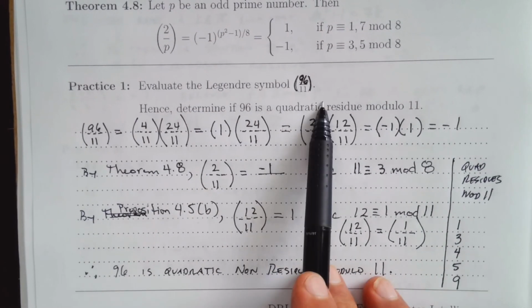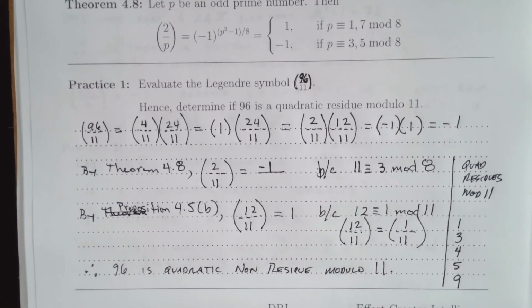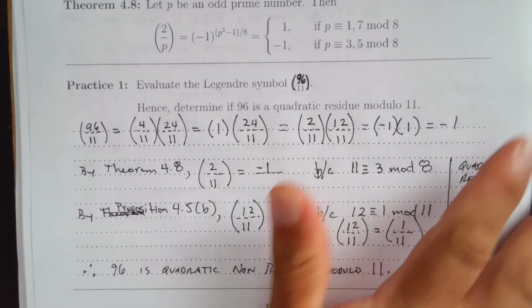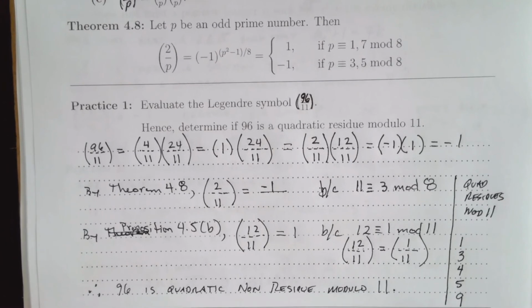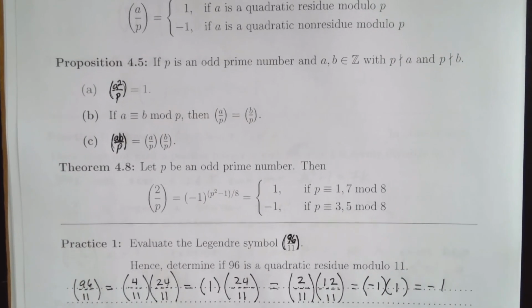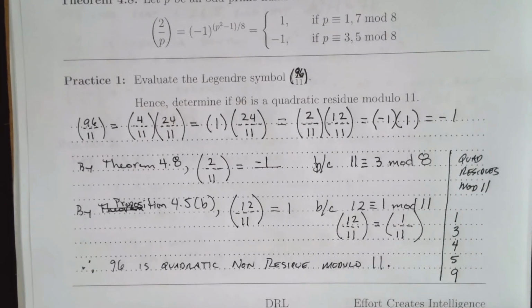So, evaluating a Legendre symbol using some additional theorems and our propositions can make things quicker to compute. Okay, we will do another example in a subsequent video.